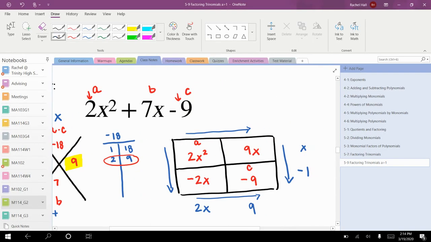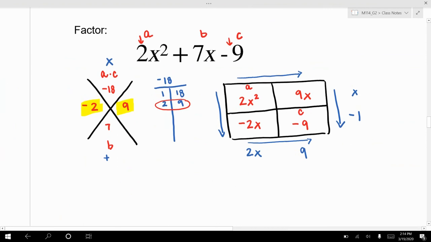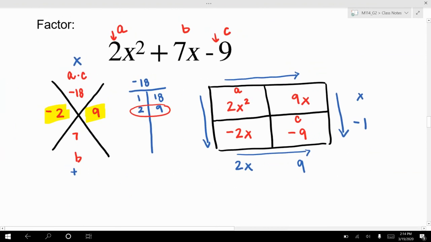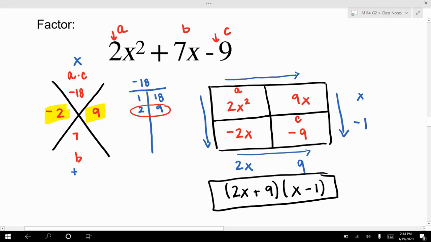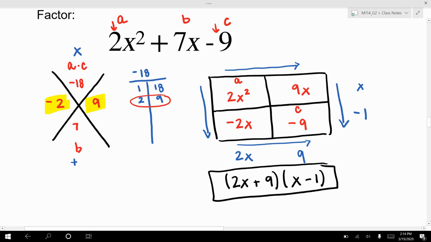So now all we have to do is place these in parentheses, and that's our final answer. So we've got 2x plus 9, and we've got x minus 1. And that is our final answer. So if we multiply these out using our FOIL, first, outer, inner, and last, we come right back to this trinomial.